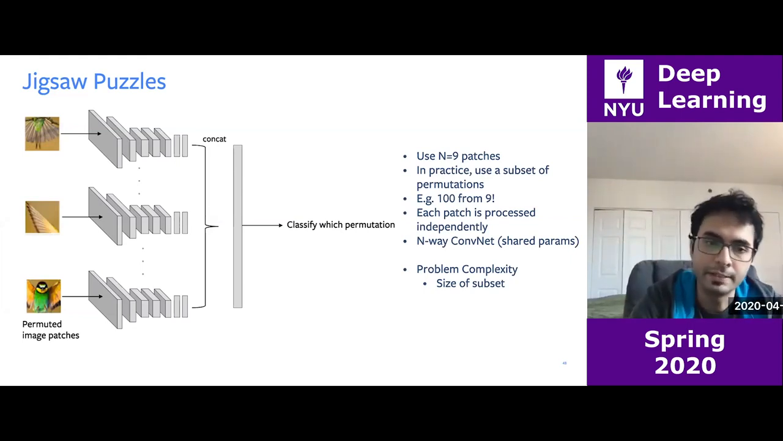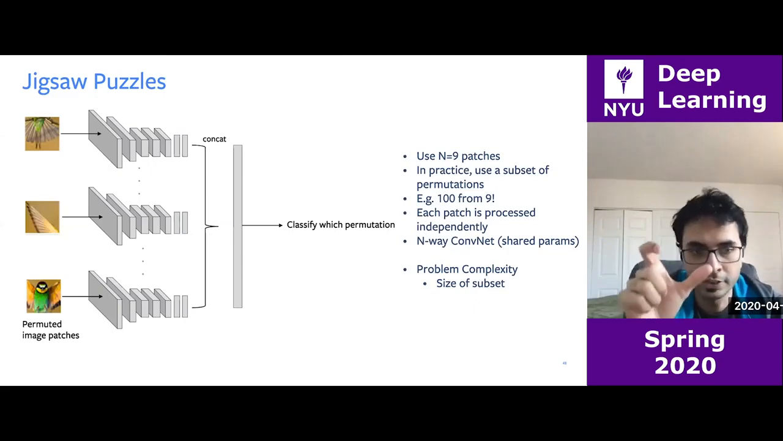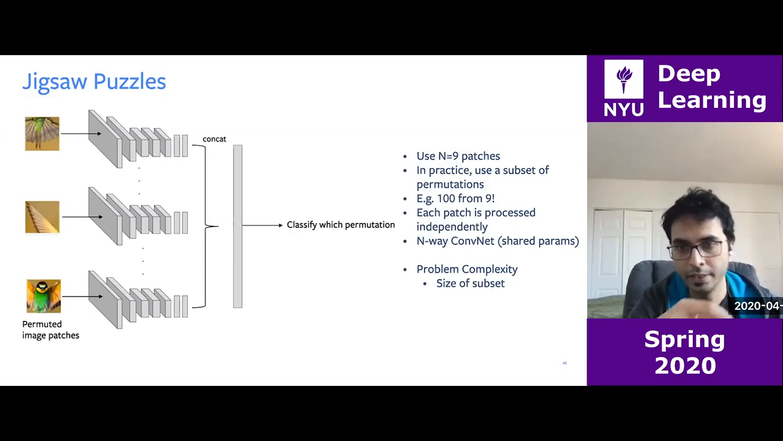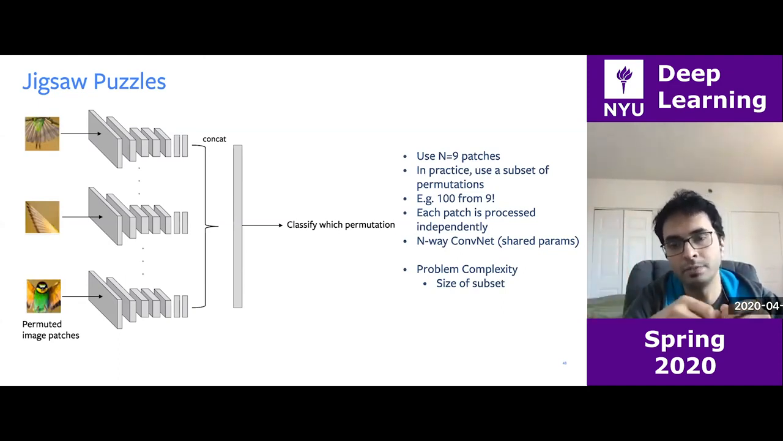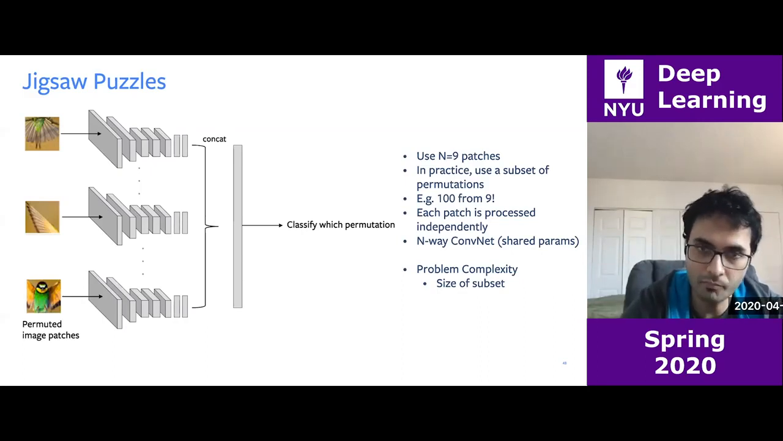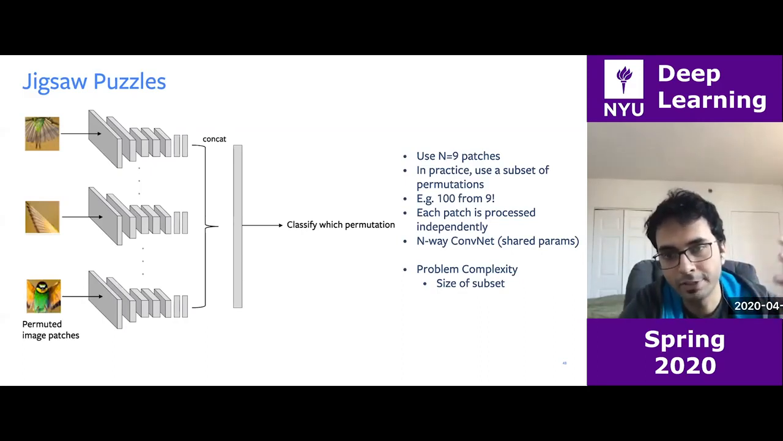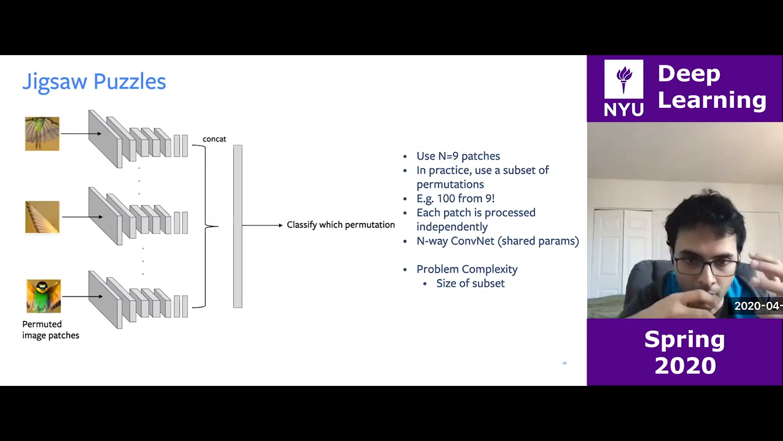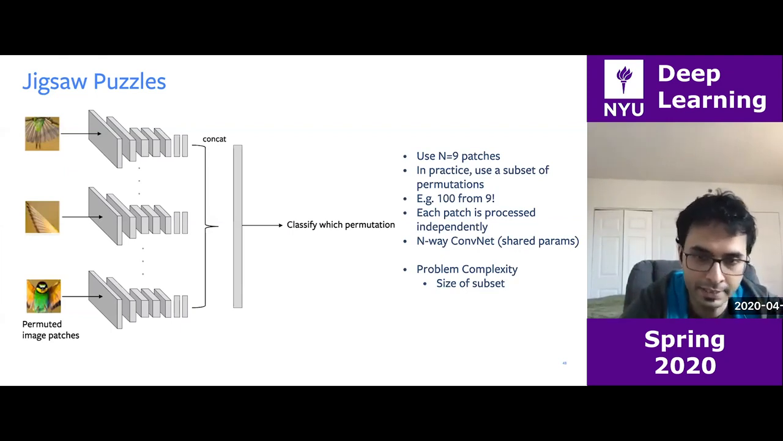So in some way, you can look at the size of this subset as the problem complexity, or the amount of information that you're predicting. If you predict the full 9 factorial, you're predicting a lot of information at the output. If you only subsample, say, 2 or 3 permutations, then you're not predicting a lot of information. So the problem gets harder and harder as the size of the subset increases. In this paper, we wanted to study the role of how much information you predict and how good the final representation is that you learn.